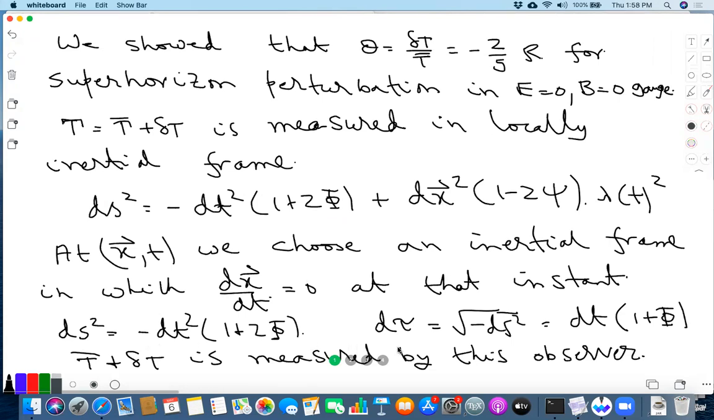Ultimately we are going to relate it to the temperature that is measured by the inertial observer, and there it has already been taken into account. Because from the inertial observer's viewpoint, this is just minus d tau square, and you can also scale this x appropriately. Okay.